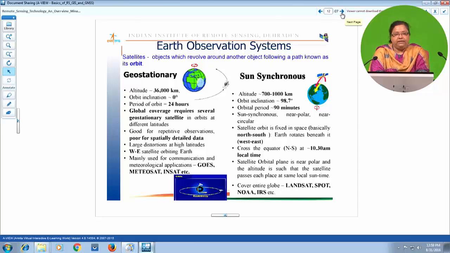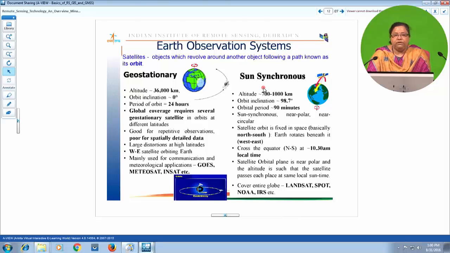Now the satellite which is carrying the sensors on board is in different orbits. There are two types of orbits in which satellites can be launched: geostationary and sun synchronous. Our remote sensing program is based on sun synchronous orbits. Geostationary satellites are mainly used for communication and weather, where the altitude is nearly 36,000 kilometers and the period of orbit of the satellite is 24 hours.